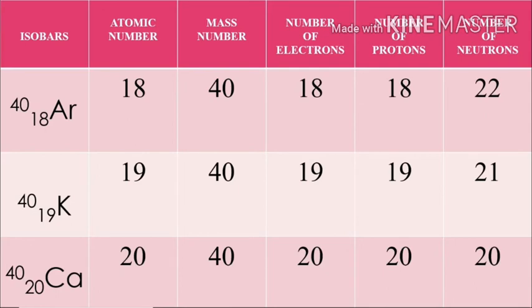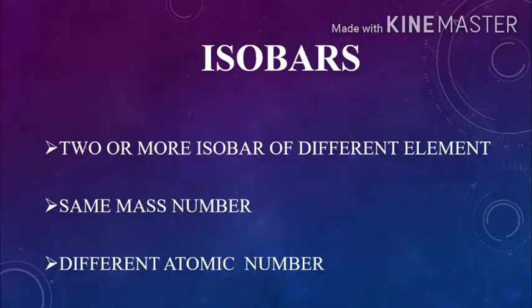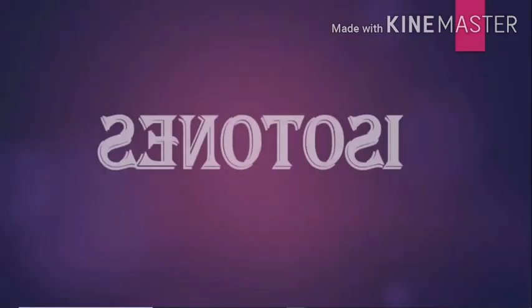So these are the isobars. Isobars means their mass numbers are equal. They are different atoms which have the same mass number but different atomic numbers. They are called isobars. So isobars are atoms of different elements. They have the same mass number but their atomic number is different.